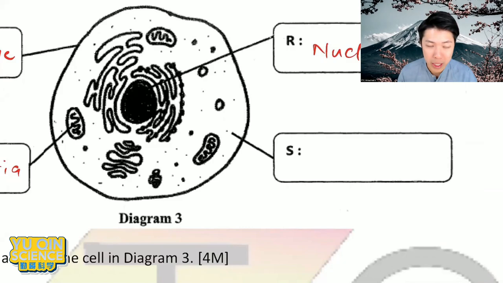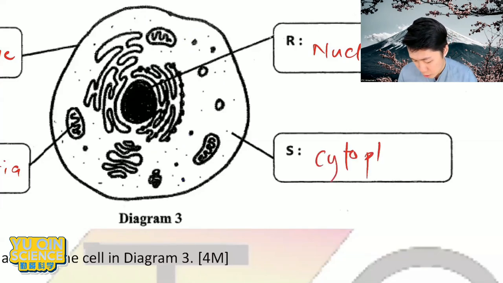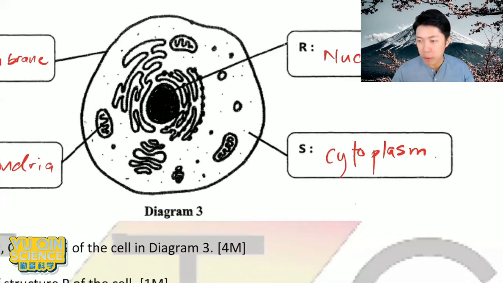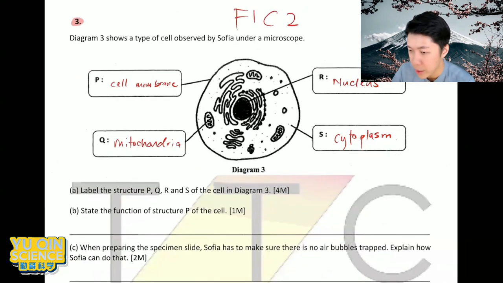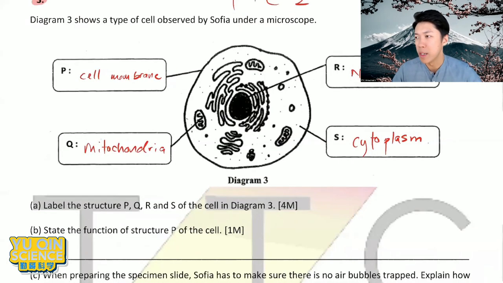S, that will be the dot part. The dot. That's where all the chemical reactions happen. That's called the cytoplasm. All right, cool. Try to remember how to spell it. Go ahead and write it a few times, memorize the spelling a bit.